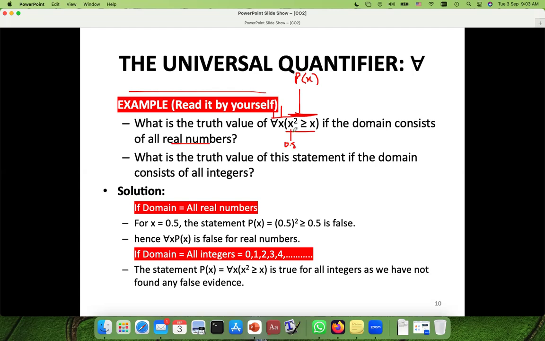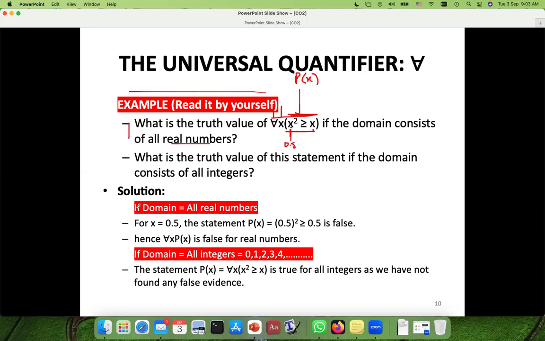Anyhow, when you take the square of this 0.5, so x is 0.5, when you take the square, it becomes 0.25. And is 0.25 greater than or equal to 0.5? No, false. This p of x will be false.